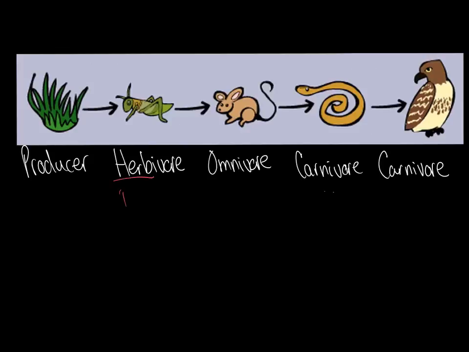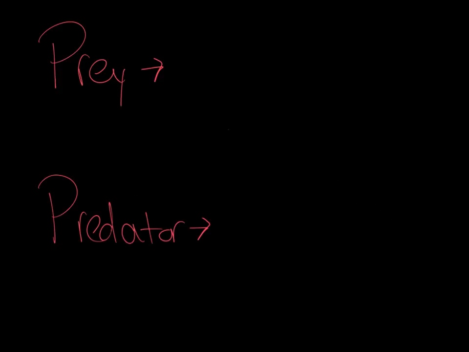Herb means plants. Omni means all. And carn means meat. Awesome, so let's go and take a look at two last vocabulary words here.